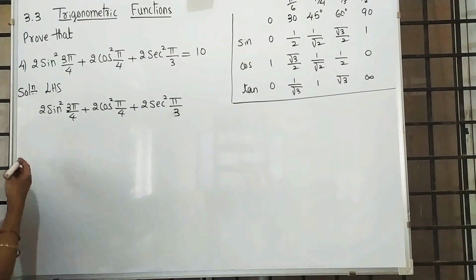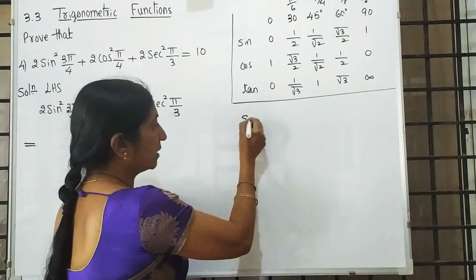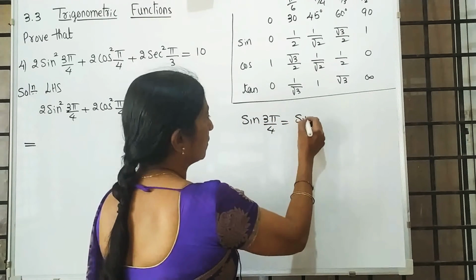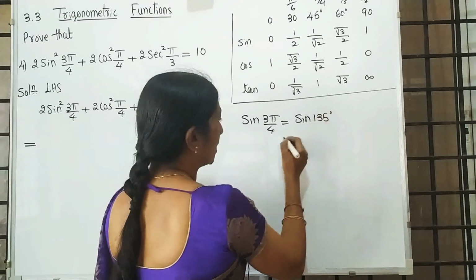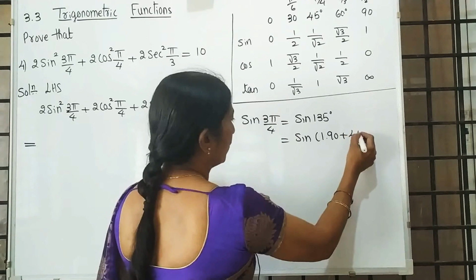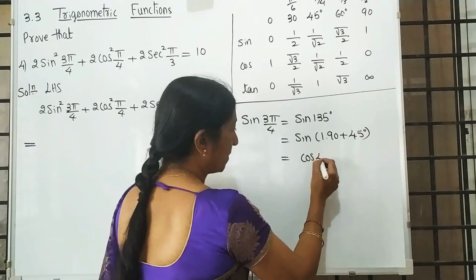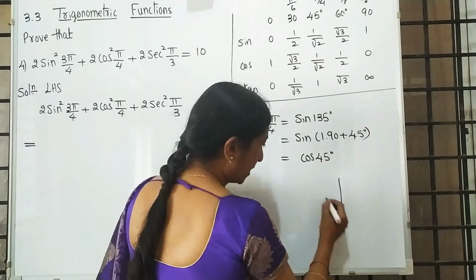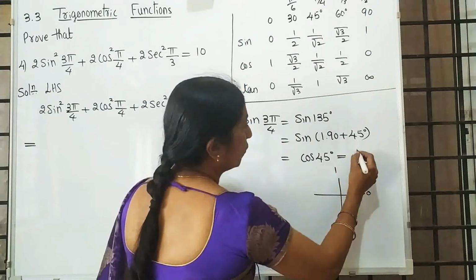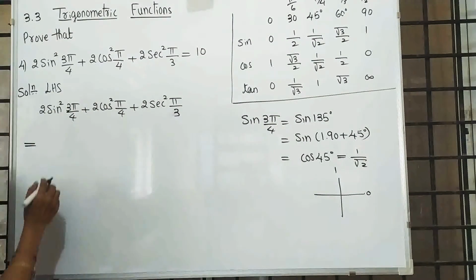Now we cannot write the value from the table. So sine 3 pi by 4, convert in terms of degree. This is sine 135 degree. That is sine 1 into 90 plus 45. 1 is odd, sine changes to cos. Cos 45 and it comes in second quadrant. This is 0 into 90, this is 1 into 90. Cos 45 is 1 by root 2. It is positive because in second quadrant sign is positive.